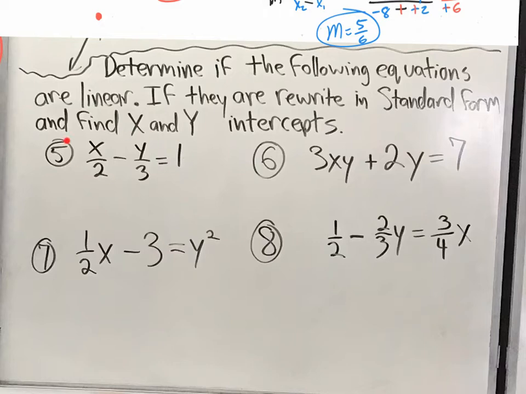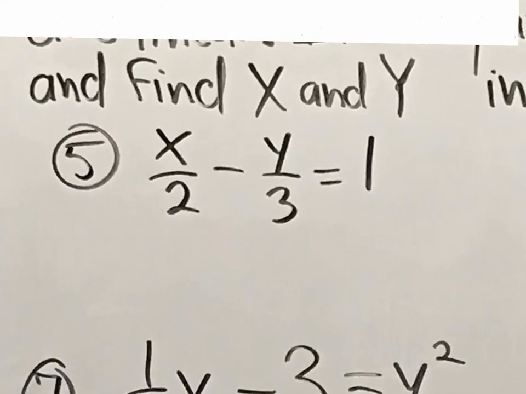Is number 5 linear? Yes, it does not have x times y. It does not have a variable in the denominator. It doesn't say 2 divided by x, right? What else? It doesn't have an exponent on any variable. It doesn't say x to the second or y to the third. So according to our notes, this is a line.